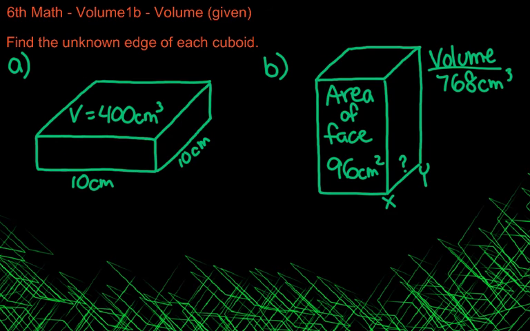Okay, then we have just one last question, and it has two parts to it. We're going to find the unknown edge of each of these cuboids. So basically on the left here, we have two dimensions that are given to us along with a volume. And then we're given the area of this face over here, and we're given the volume. So your challenge is to try to work those questions, pause, and come back.